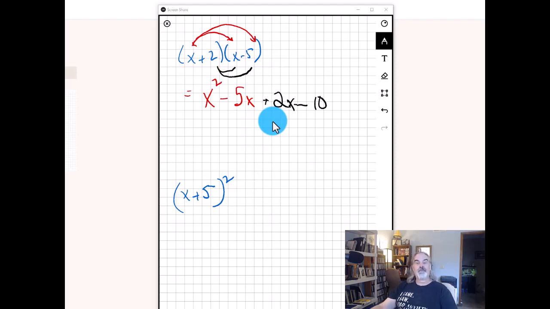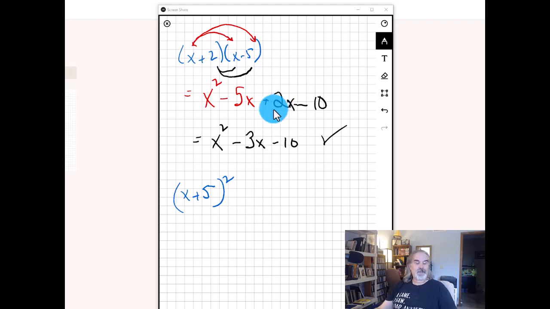So there are the 4 multiplications that happen in this product, and we recognize that, oh look, we can clean this up a little bit because the x squared doesn't match anything, the negative 10 doesn't match anything, but we can certainly squish these 2 together. Negative 5x's plus 2x's brings us up to a negative 3x. And boom, we're done.